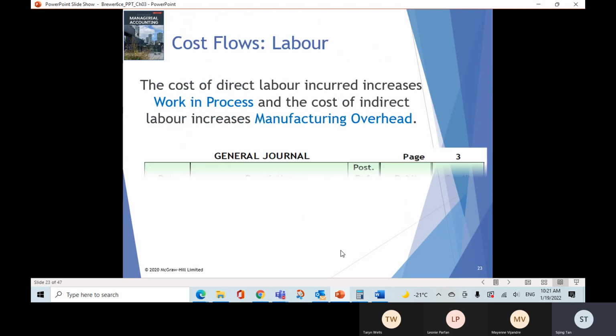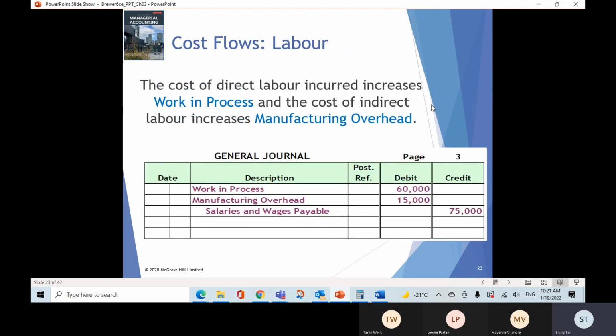Then we come to the journal entry. In T account, the direct labor costs are debit to work in process and added to the job cost sheets. Indirect labor costs are debit to manufacturing overhead, the same. And then we credit salaries and wages payable. So that's just the journal entries on that.